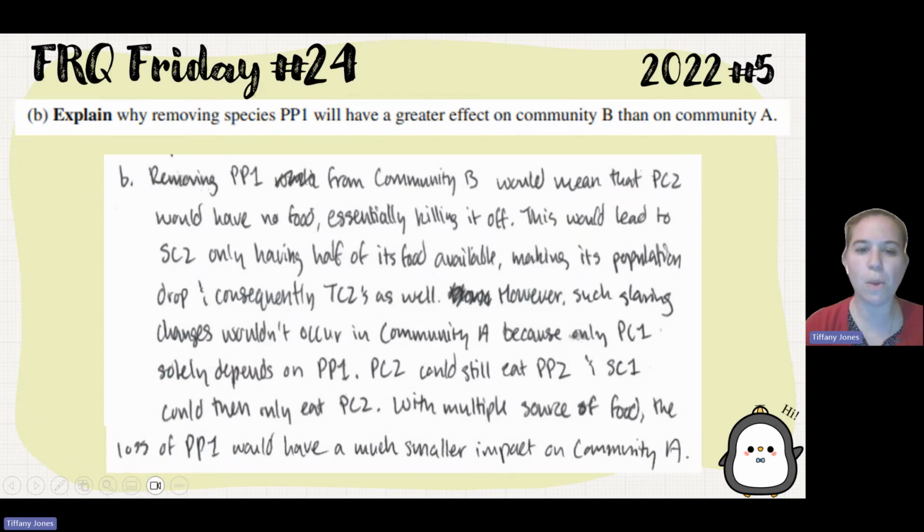So a student says losing PP1 in community B would mean that PC2 would have no food, essentially killing it off. This would lead to SC2 only having half of its food available, making its population drop, and consequently TC2's as well. However, such glaring changes wouldn't occur in community A because only PC1 solely depends on PP1. PC2 can still eat PP2, and SC1 could then only eat PC2. With multiple sources of food, the loss of PP1 would have a much smaller impact on community A.